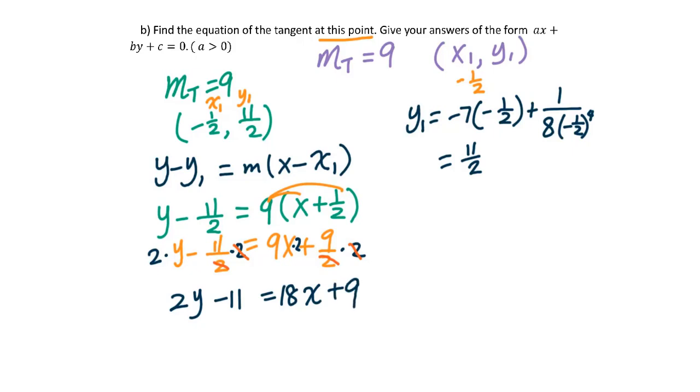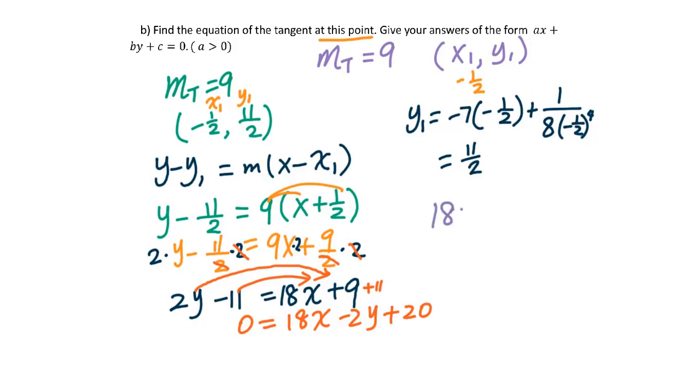So we move everything to the right side. We want the coefficient for x to be positive. Therefore, you will get 0 equals 18x minus 2y, minus 9 plus 11, that will be plus 20. So we rewrite this: the answer will be 18x minus 2y plus 20 equal to 0. For this linear function, we have a common factor. That is 2. So we divide by 2.